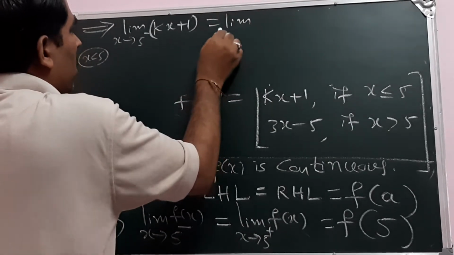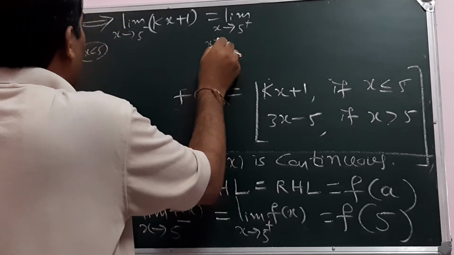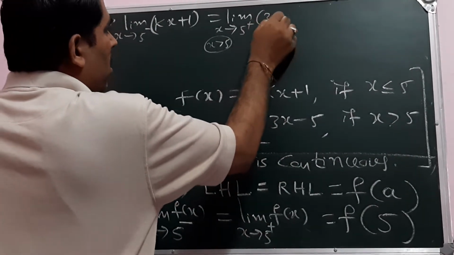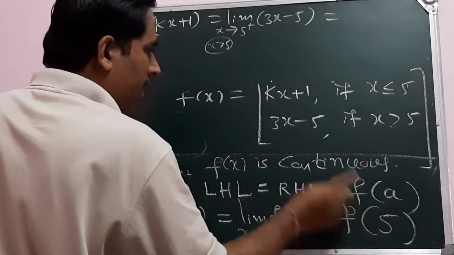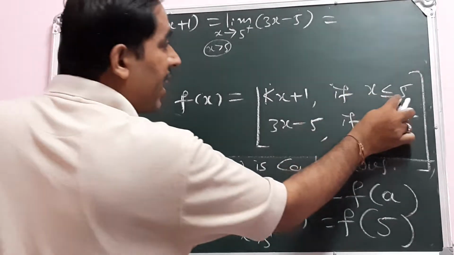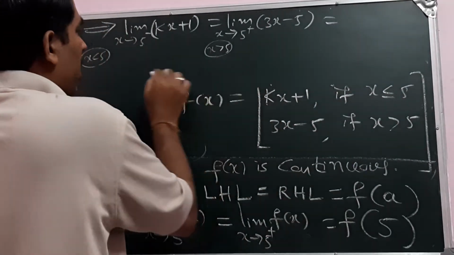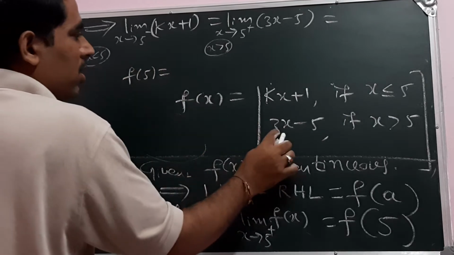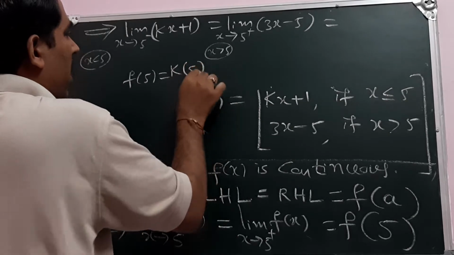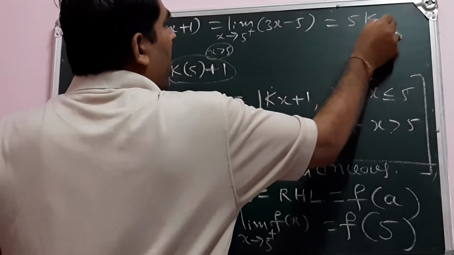Then the right hand limit: limit x tends to 5 plus. x tends to 5 plus means x is greater than 5. So whenever x is greater than 5, the function is defined as 3x minus 5. 3x minus 5 is equal to f of 5. So what is f of 5? When x is equal to 5, the point 5 is included here, so we use kx plus 1. So f of 5 means k into this x, which is 5, plus 1. Okay, 5k plus 1. So I can write this as 5k plus 1.